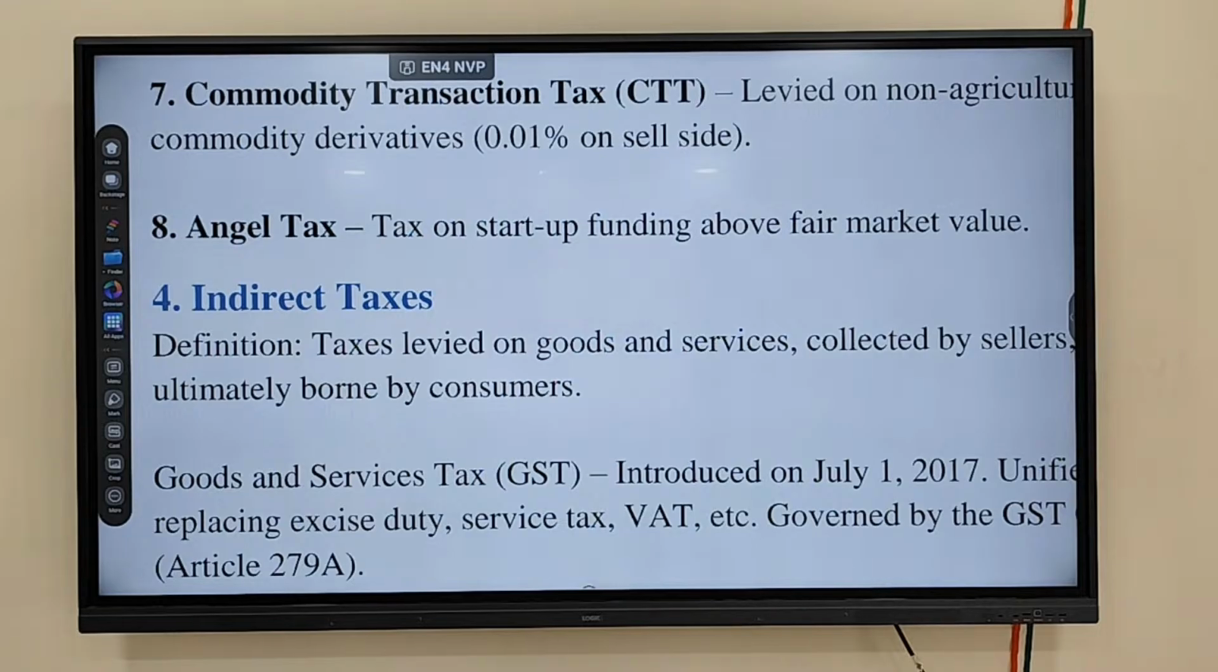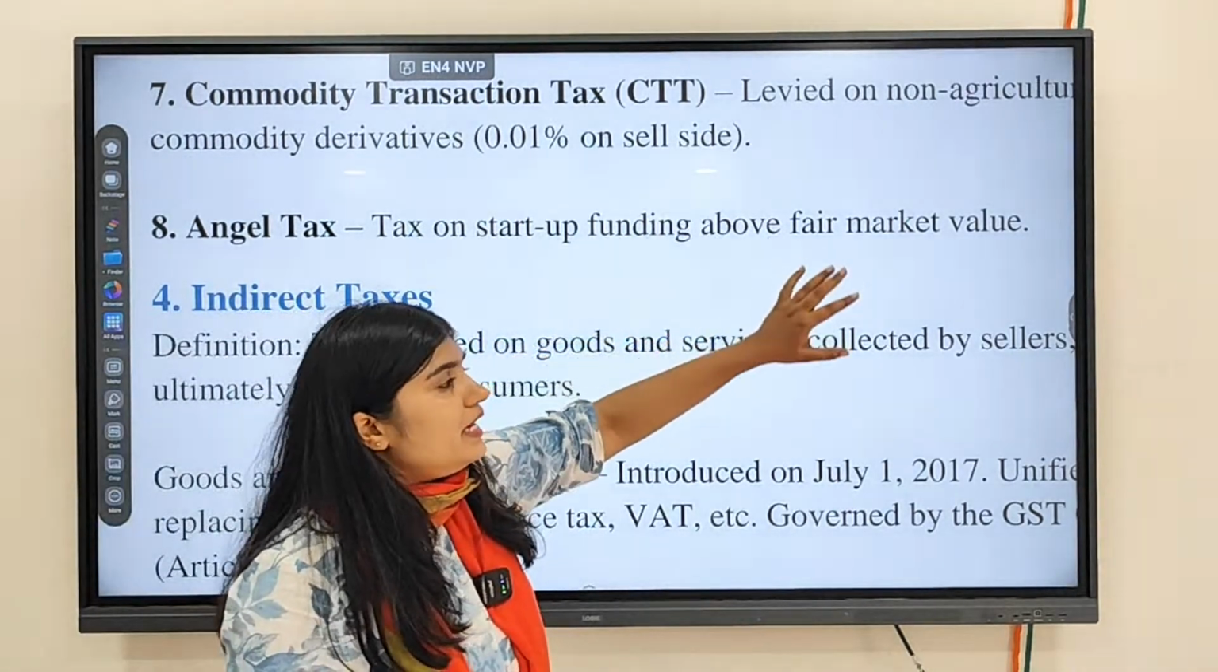Understood? But these angel investors are not harsh. They will just charge a very low interest rate. For whatever this angel funder funds the entrepreneur for starting up the company, in that investment, they should pay the taxes, called angel tax. Understood? The tax on startup funding above fair market value.